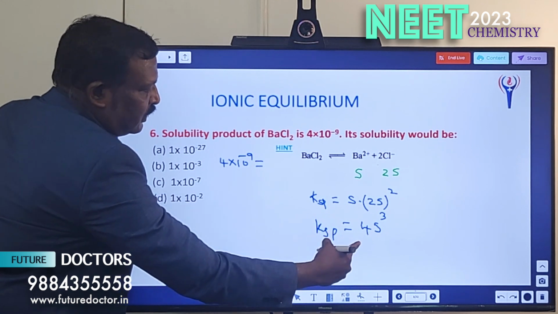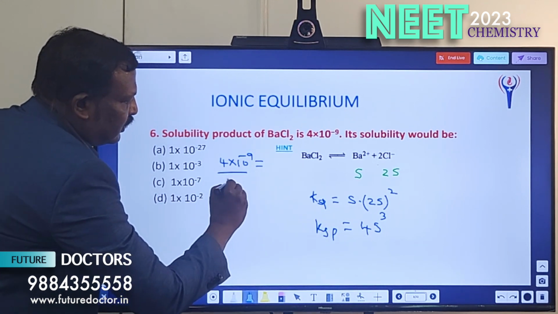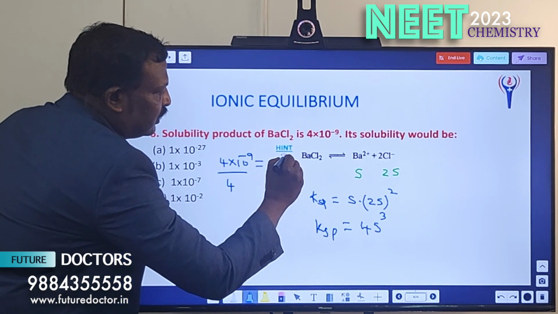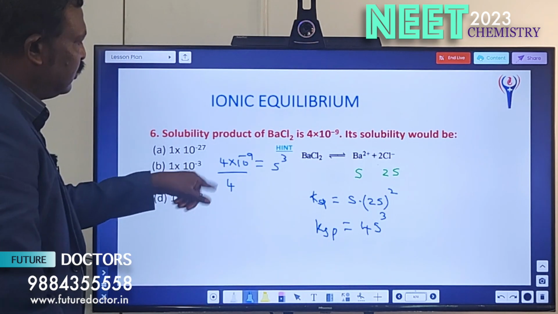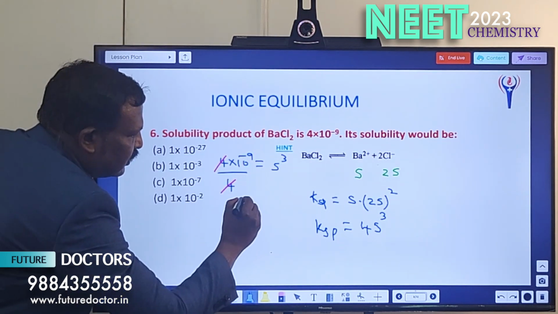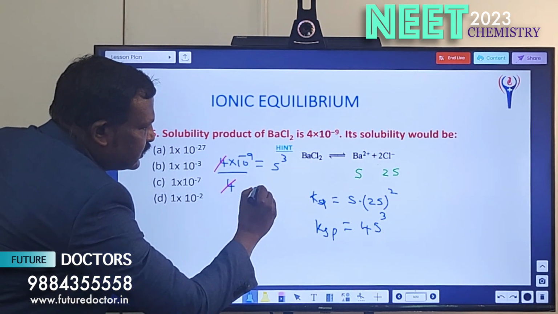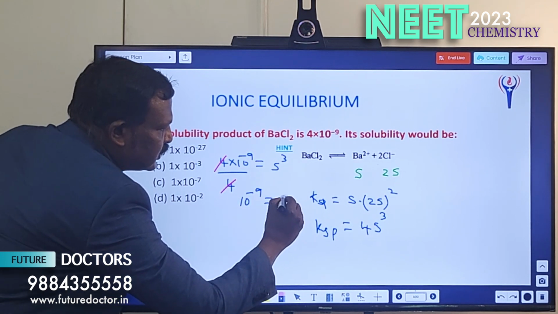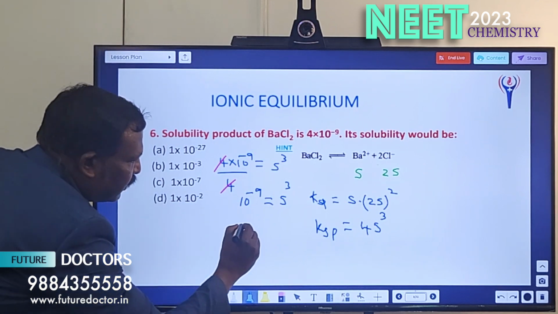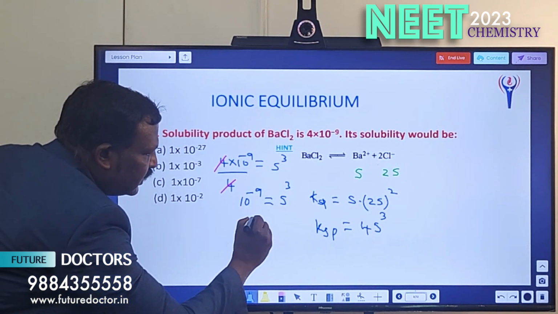That 4 comes to this side. What happened? Now it goes to the denominator. This side, S cube, it will be cancelled. Understood? You cancel, no? Now 10 power minus 9 equals S power 3, okay? This comes out to 10 power minus 3.